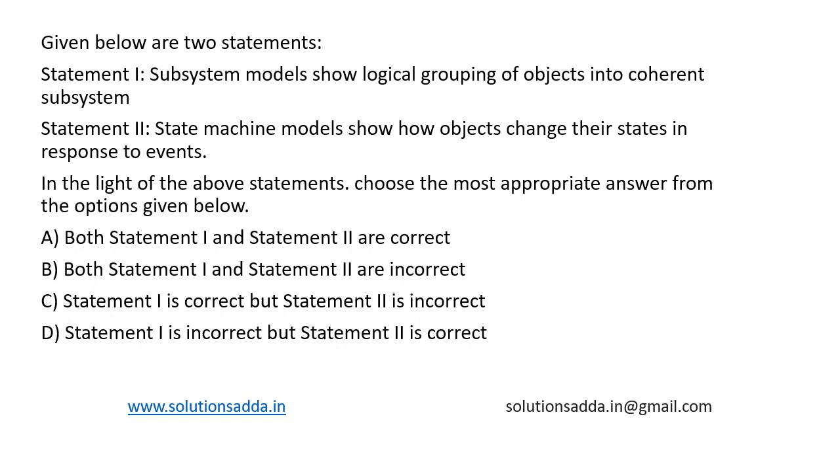This is a question from software engineering. Given below are two statements. Statement 1. Subsystem models show logical grouping of objects into coherent systems. And statement 2. State machine models show how objects change their state in response to event. Based on these two statements, we have to select which are the true statements. So to know this, first we have to know about design models.